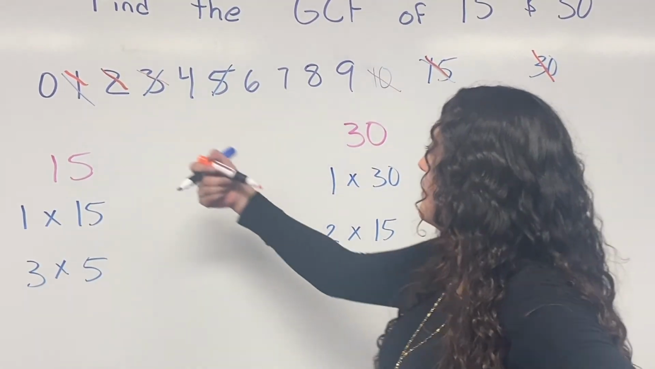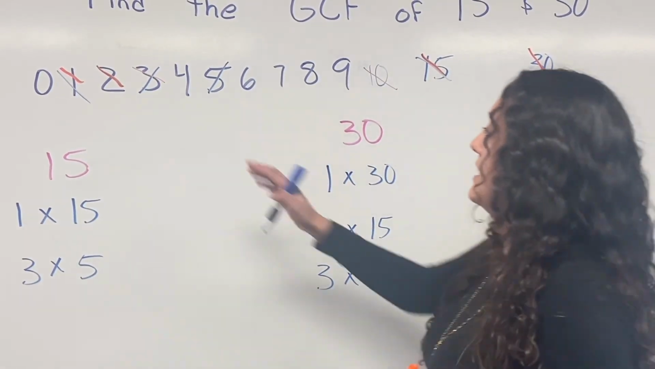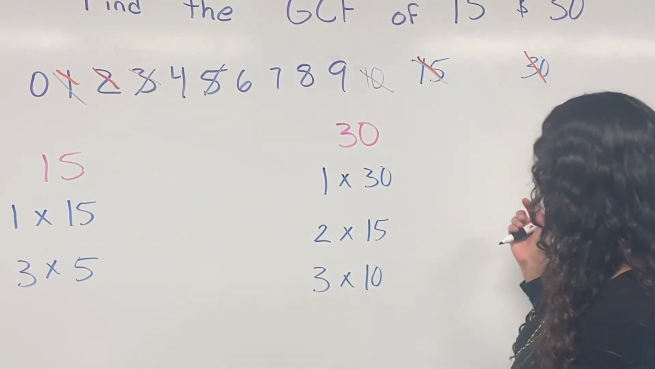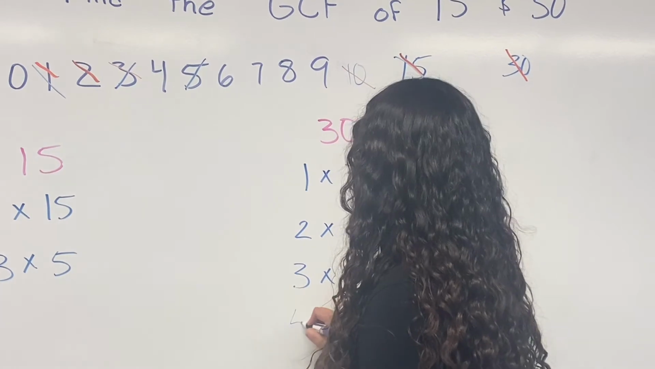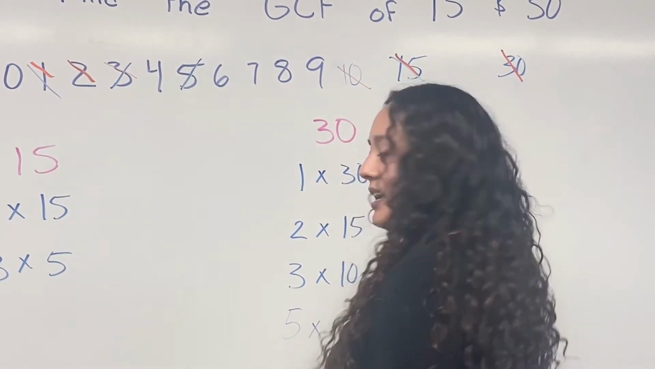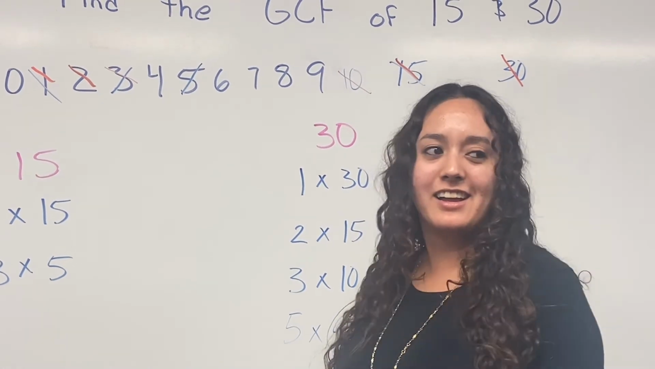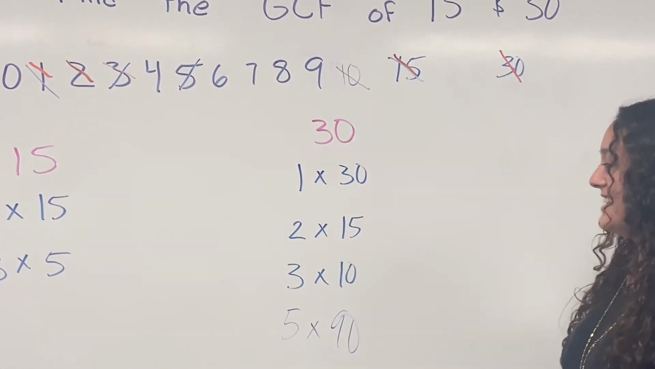Now I could look. Can 5 times something give me 30? I mean, sorry. Can 4 times something give me 30? No. But can 5 times something give me 30? Yes. All right. So, 5 times 90. I think you're right. What do you think, Miss Estrada? Yep, no mistakes there. 5 times 90 gives me 30.